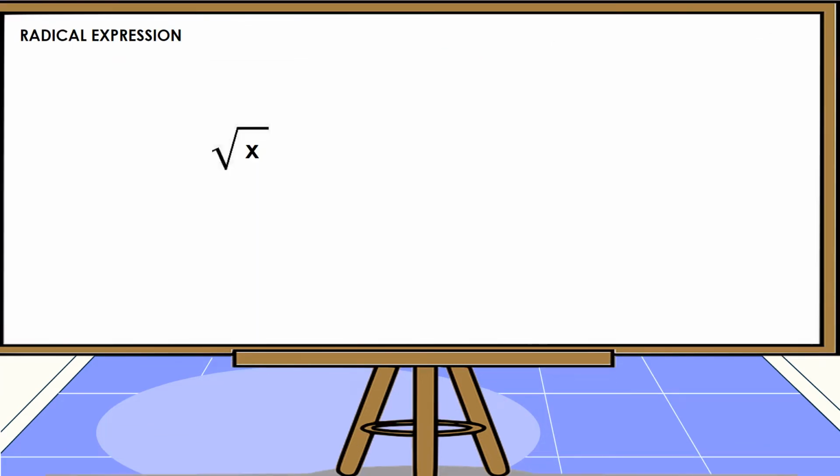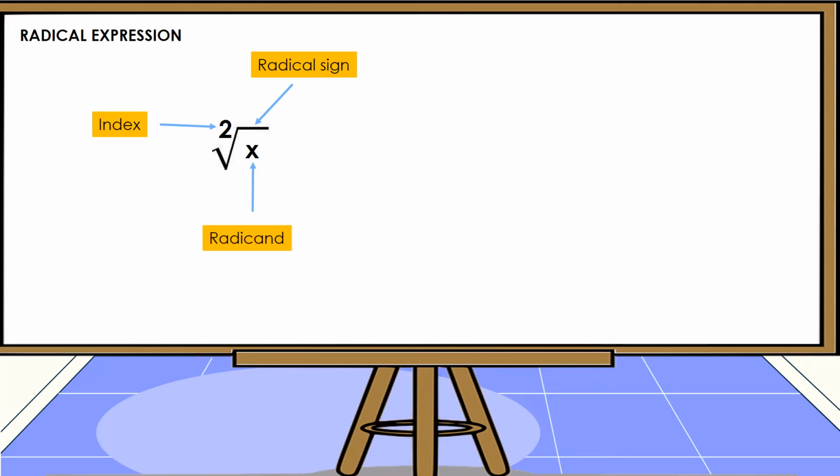Let us recall the concept of a radical expression. It's understood that the number written there is 2. But what do you call 2? 2 is the index. Next, what is that symbol or sign? That is the radical sign. And do you see the x inside the radical sign? What do you call the x written inside the radical sign? It's the radicand.